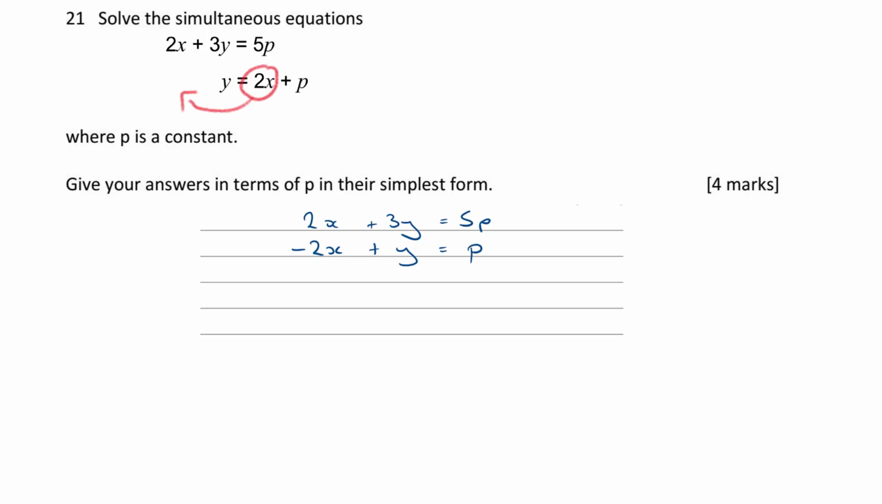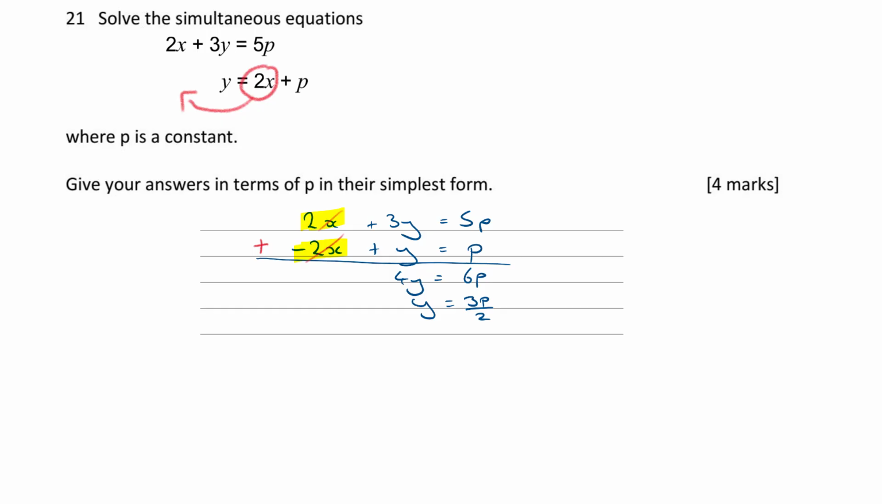Okay, so now you'll see I've got a 2x here and a minus 2x here. So if I take these two equations and add them together, those two things are going to cancel each other out, aren't they? Because 2x plus minus 2x is nothing. If I add the other things, 3y and y gives me 4y, and 5p plus p is 6p. So dividing both sides by 4 gives me y is equal to 6p over 4, which is the same thing as 3p over 2. Okay, so that's my y, in terms of p in the lowest possible form. Next thing we need to do is to find x.